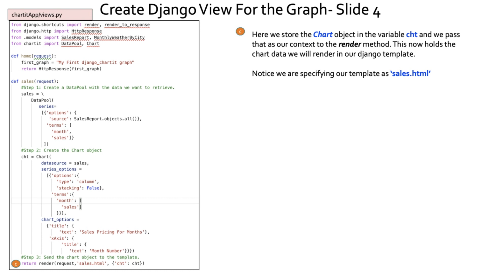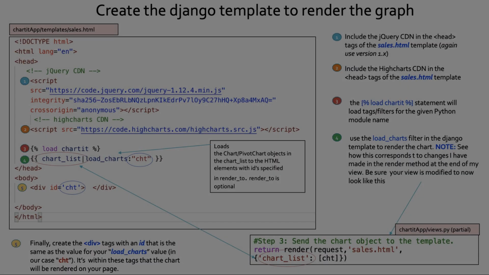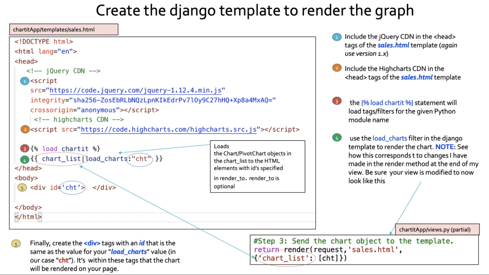Notice we are specifying the name of our template as sales.html, which we'll need to create. The template might look a little different, but it's fairly straightforward and consistent for all the charts that we'll plot. So if we learn it once, I think it will last us for the rest of the presentation. So number 1, first we want to include our jQuery CDN here in our sales template. Make sure that it's version 1.x. 2 and 3 will not work, is what I have found. We do the same for the CDN for our Highcharts. Those are the 2 requirements.